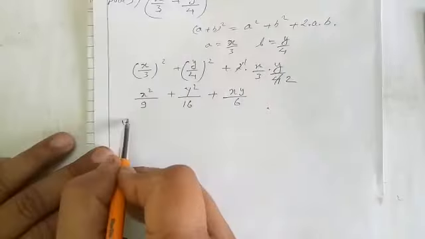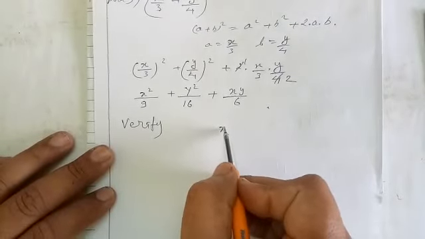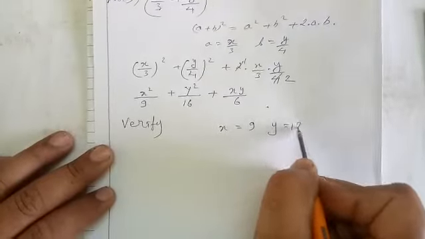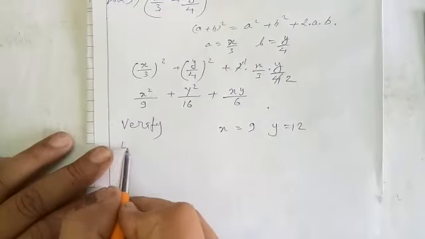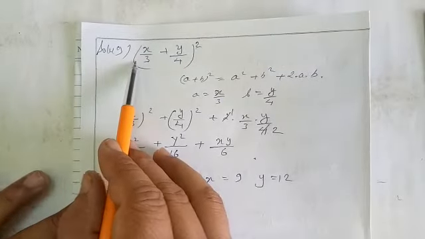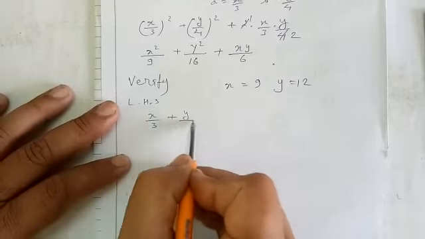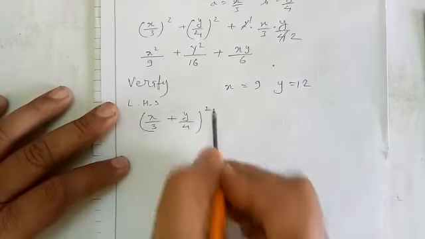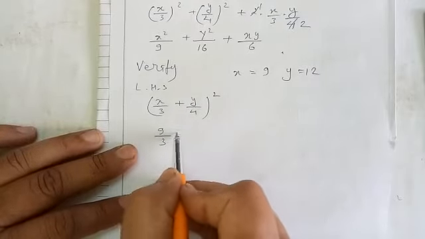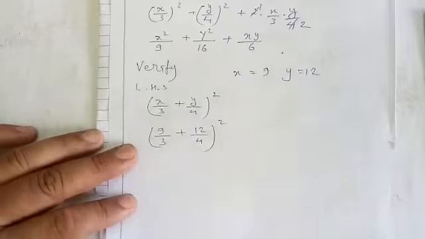Now we have to verify. Verify what? The value of x given is 9 and the value of y given is 12. First LHS. LHS means this question itself is the LHS. That is x upon 3 plus y upon 4 whole square. What is the value of x? 9 upon 3 plus 12 upon 4 whole square.